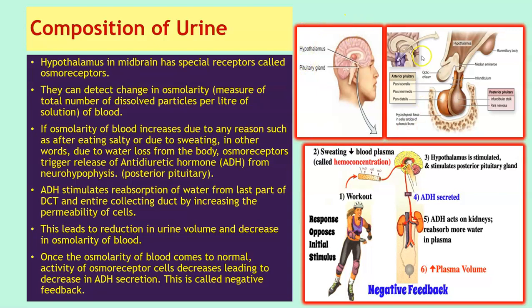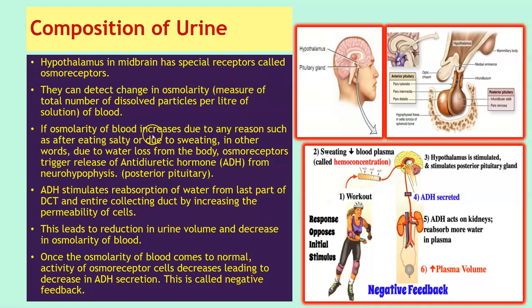Have a look at this image here. This is the location of your hypothalamus. Below it is the pituitary gland. They can detect changes in osmolarity, a measure of the total number of dissolved particles per liter of the solution. This is called osmolarity. So they can detect changes in osmolarity of the blood.